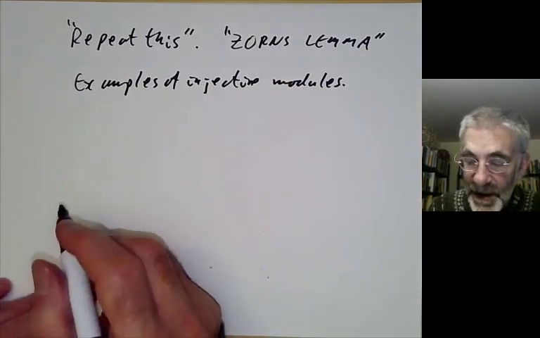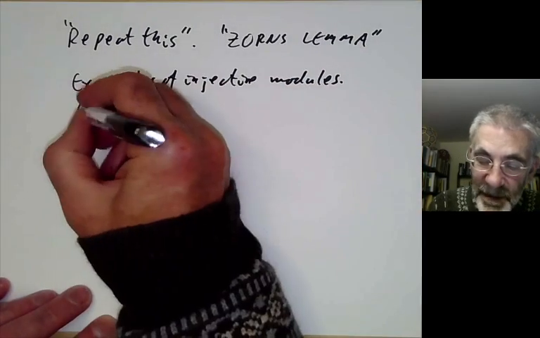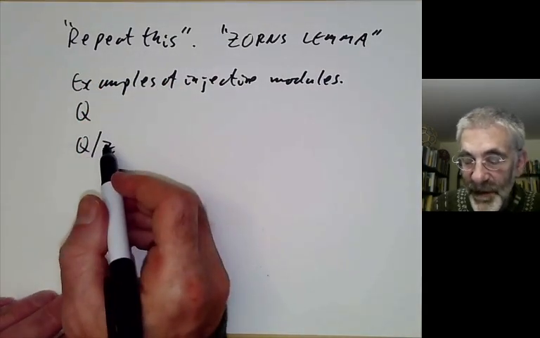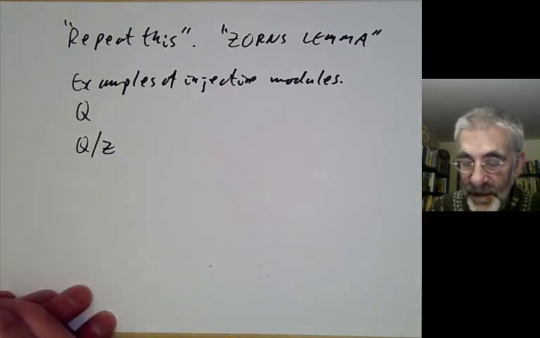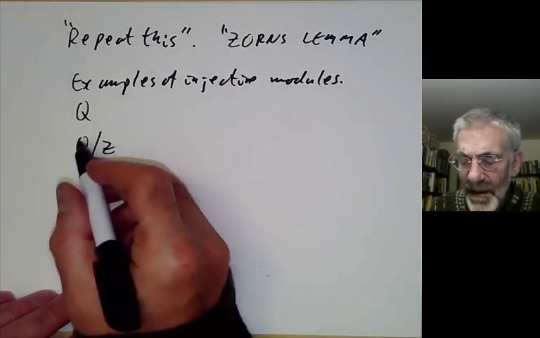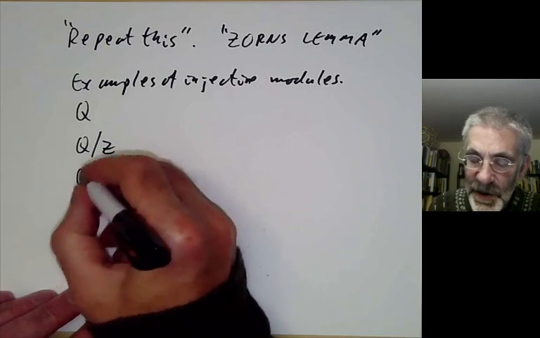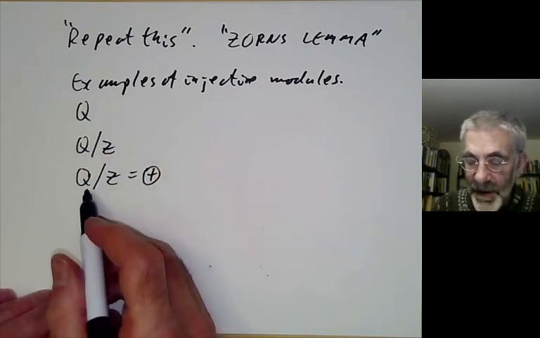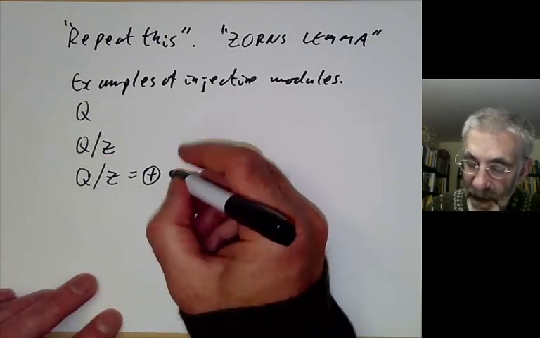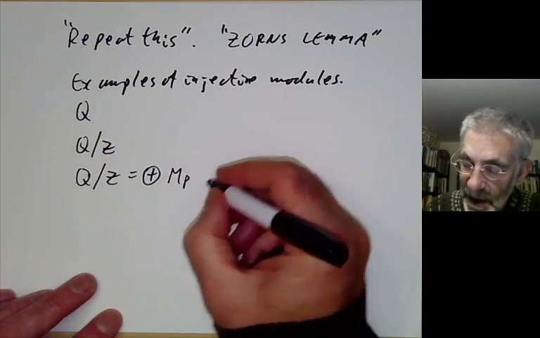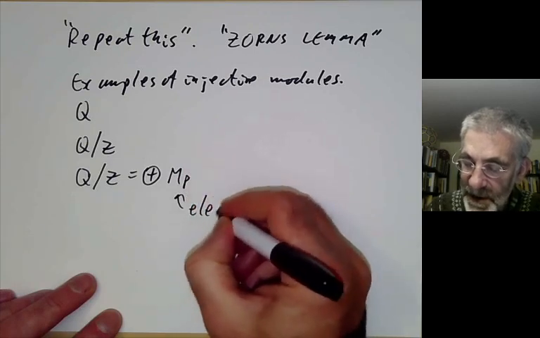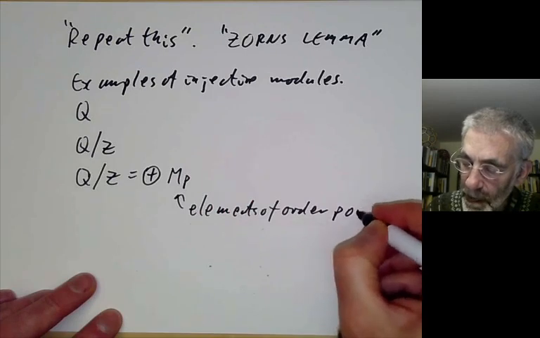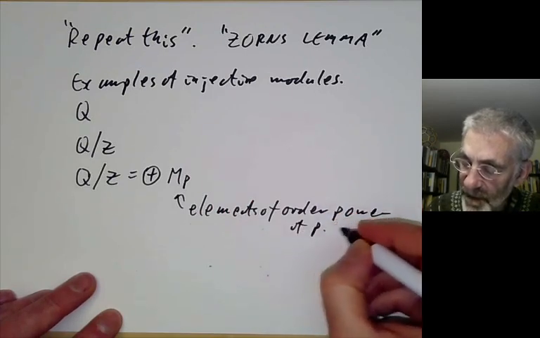over the integers, and we can find other examples. So Q over Z is also obviously divisible, so it's injective. There's a slightly unexpected thing we can do with Q over Z. We can actually write Q over Z as a direct sum of other subgroups. So it's going to be the sum over M_p, where M_p is the elements of order a power of p, for p prime.